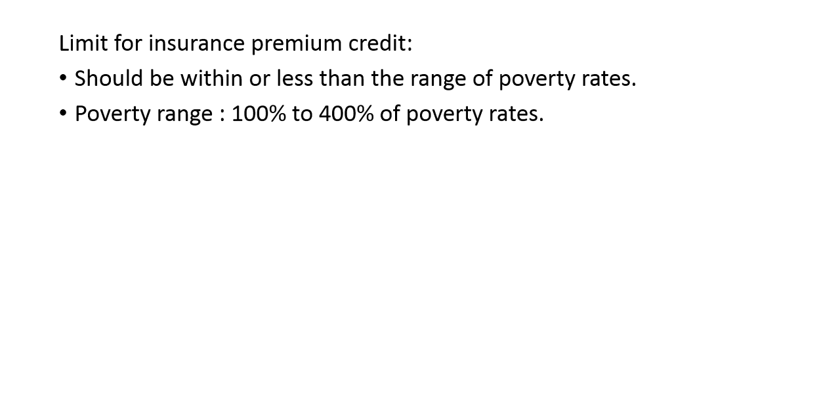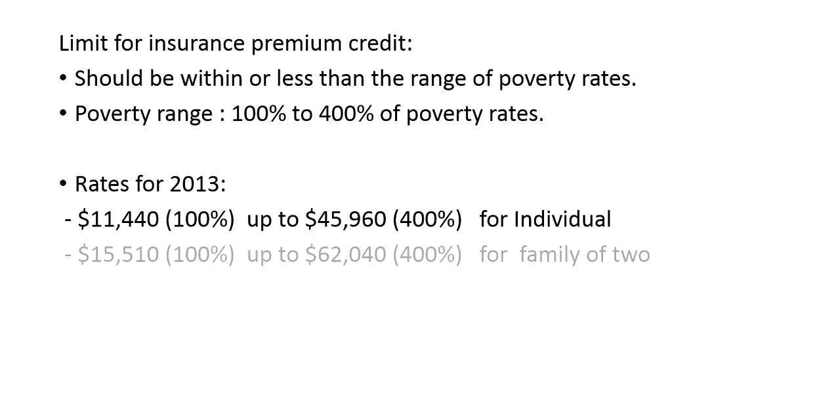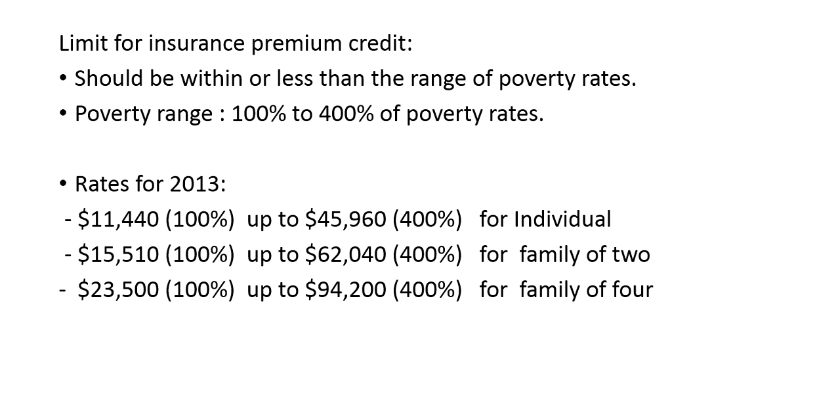Okay, the limit for the insurance premium credit should be within the range of the poverty rates, and the range is 100% to 400% of the poverty rate. I don't have the range for 2014, but I have the range for 2013. The poverty rate for 2013 was 11,440, which is 100%, and if you make it 4 times, it's 45,960. It's for an individual. Similar rates are for a family of 2 and 4, which you can see on the screen.